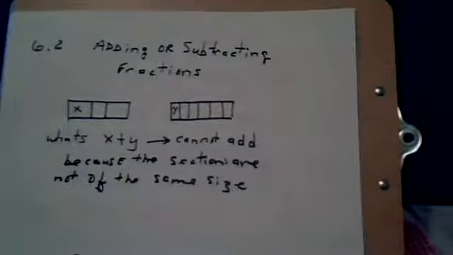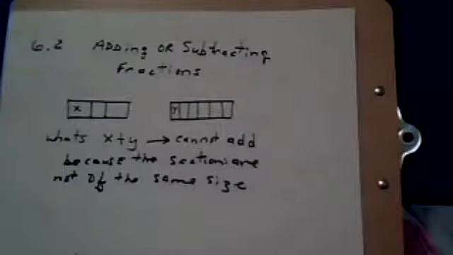Adding or subtracting fractions. This illustrates why we have to find a common denominator if we're adding or subtracting. If we attempted to add or subtract without finding a common denominator, it would be like trying to do this. What's x plus y? Cannot add because the sections are not of the same size. So if they're not of the same size, we can't add them.